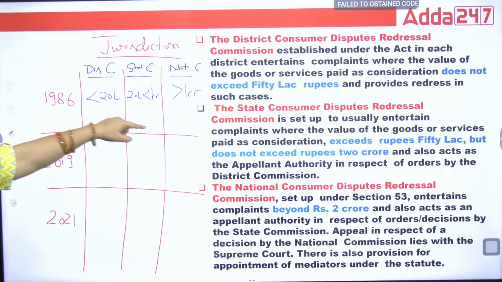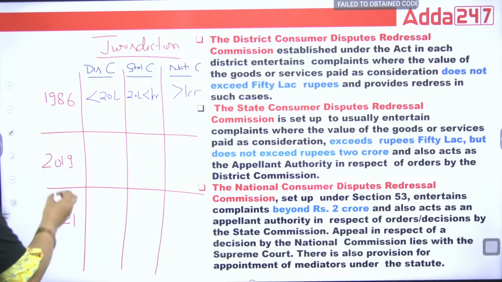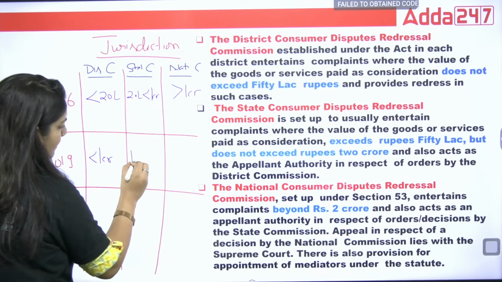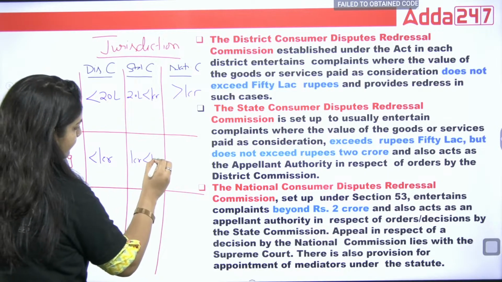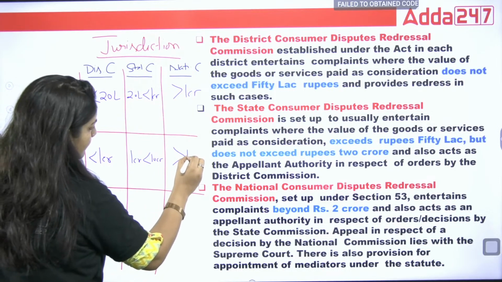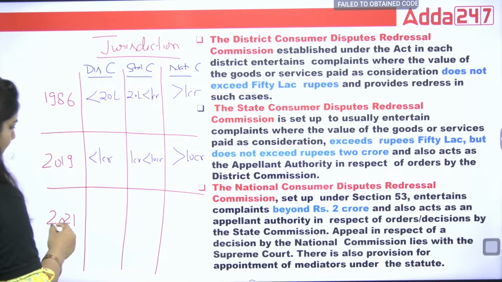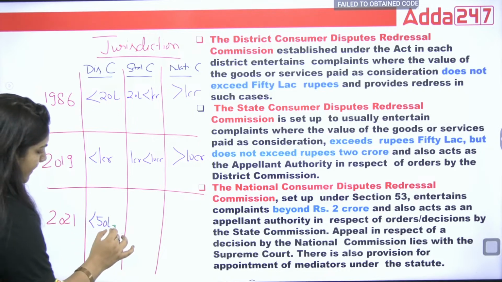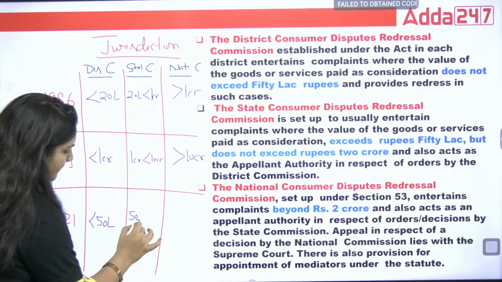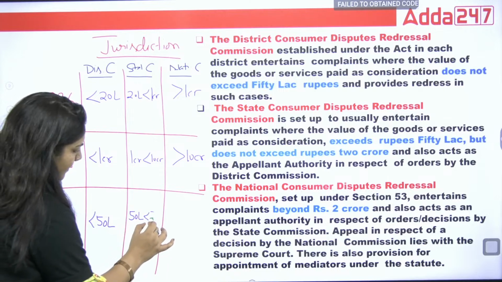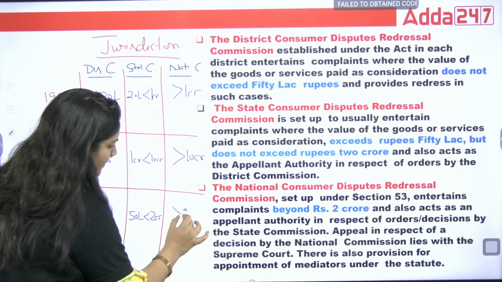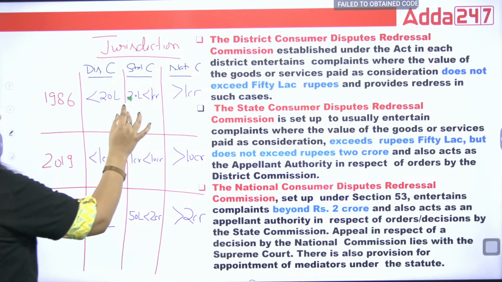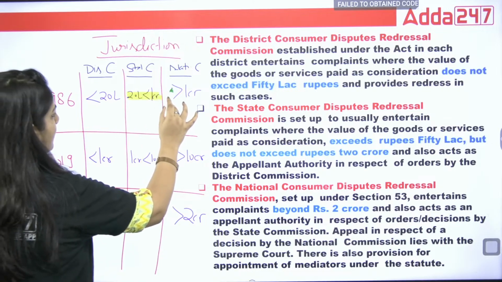This is of 1986. Okay? 2019: up to 1 crore, 1 crore to 10 crore, and this is above 10 crore. 2021: this is up to 50 lakh, 50 lakh to 2 crore, and this is above 2 crore. So this is your limitation that you have to understand.